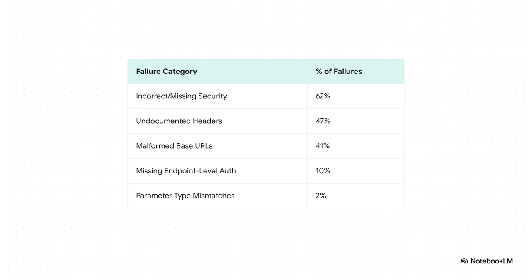The investigation found 5 main culprits. The biggest one by far, at 62% of all failures, was just incorrect or missing security info in the docs. You also see things like undocumented settings and broken web addresses. But here is the real kicker. Every single one of these failures was caused by a mistake in the public documentation. It wasn't a bug in AutoMCP. The tool was working perfectly. It was being fed bad instructions.